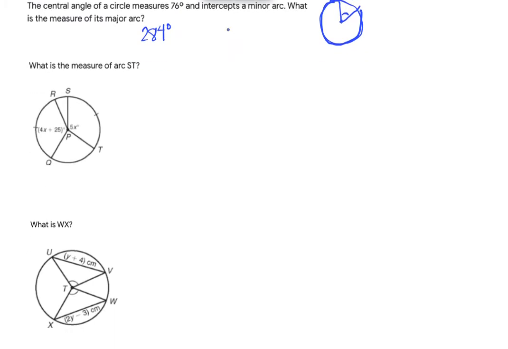Okay, let's move on to the next one. What is the measure of arc ST? So we're looking for this arc right here. This line indicates it's the same as this one. So if the arcs are the same, then the angle measures are the same. So we can set these equal to each other. 4x plus 25 equals 5x. And solve, I'm going to subtract 4x from both sides. So I have 25 equals x. And then I'm going to plug it back in for x so that I can find out what ST is. So I have 5 times x, 5 times 25, I get 125 degrees for arc ST.